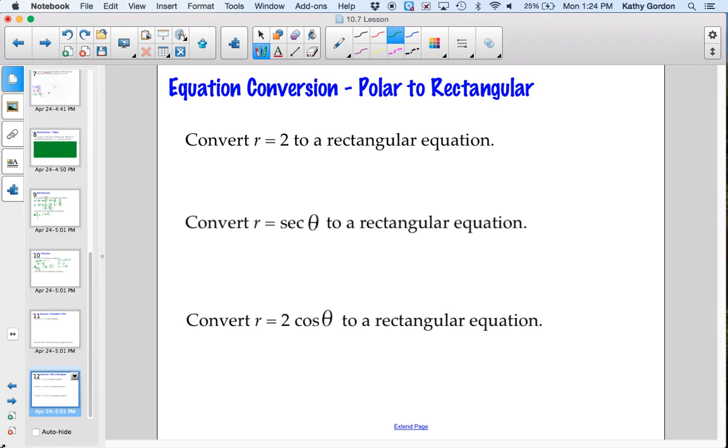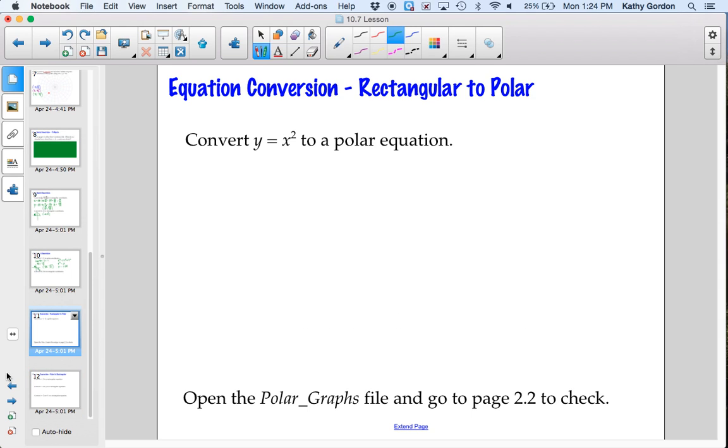Going from polar to rectangular is a little bit more tricky. It's not quite as straightforward. You have to be a little bit creative about how you come up with those. So I'm not so worried about that right now. But you should be able to do this. You should be able to take a rectangular xy equation and change it into a polar equation.